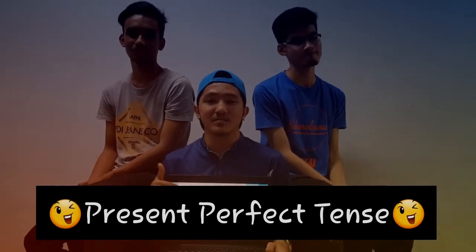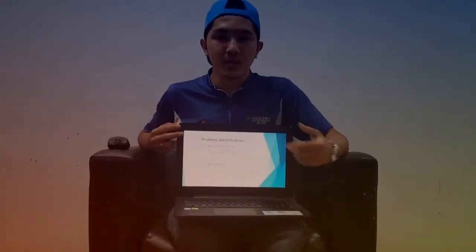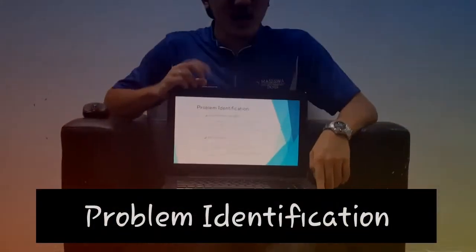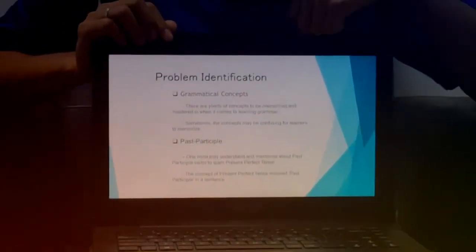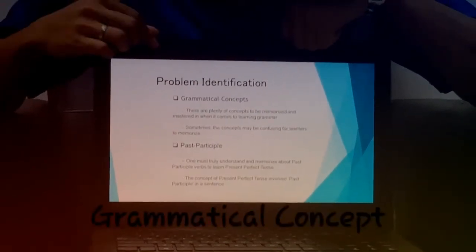So we are going to present about present perfect tense. Alright, so I will cover problem identification. While conducting this research, I have spotted two major problems that are normally faced by English learners. Number one is the grammaticality of concepts that we need to remember. Plenty of grammar rules need to be memorized and classified, because in learning English there are a lot of tenses, like present tense, present continuous tense, and what we are going to discover today, present perfect tense.